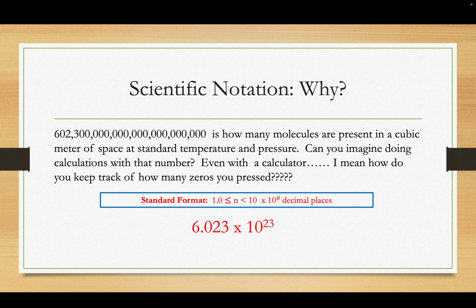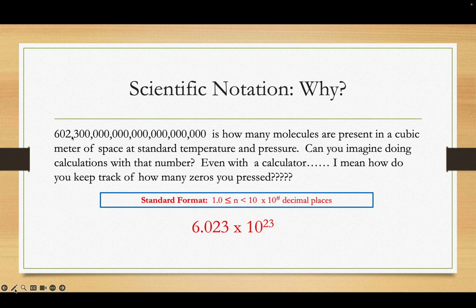Okay? That number that we started with at the top is 6.023 times 10 to the 23rd. How do I get 23? Well, follow my cursor here. Ready? It's kind of like the cartoons. 3, 6, 9, 12, 15, 18, 21.